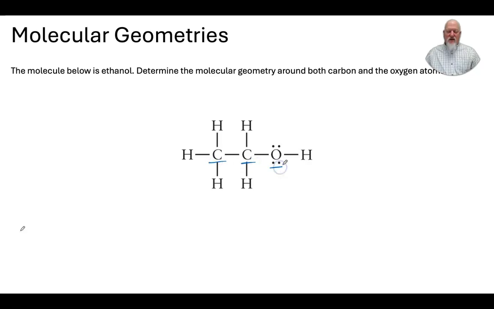All right? So we'll do this one more time. I've got 3 inner atoms, 2 carbons and an oxygen. The carbon on the left has 1, 2, 3, 4 bonding groups and no non-bonding groups. So that carbon is tetrahedral in both the electron geometry and the molecular geometry because there's no non-bonding groups on it. That middle carbon has 1, 2, 3, 4 bonding groups around it. No non-bonding groups, so it's also tetrahedral.